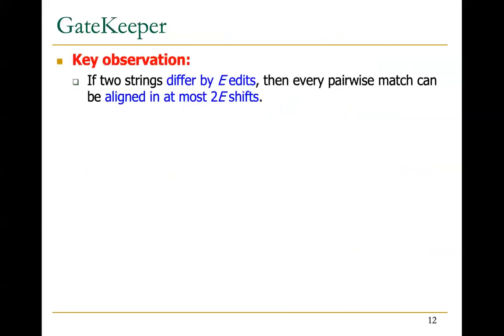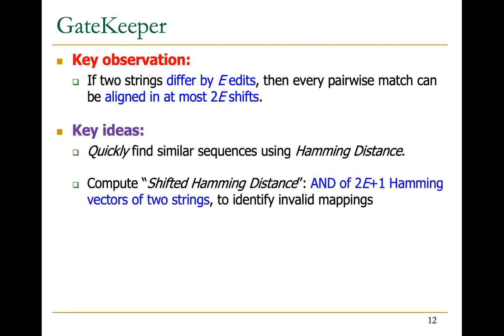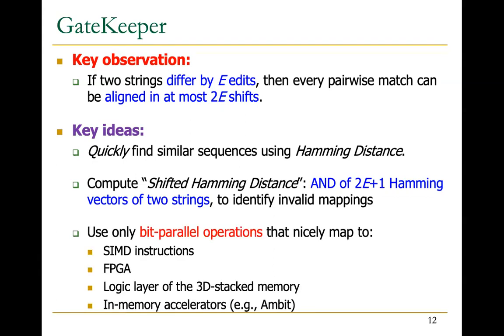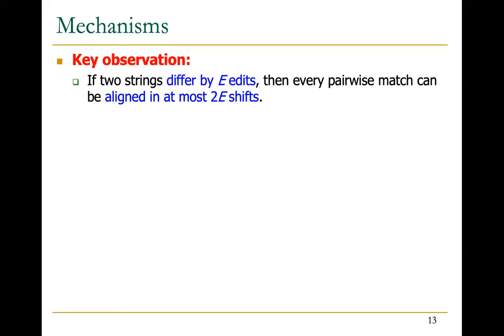Okay, so let's see the algorithm behind GateKeeper. The key observation: if 2 strings differ by E edits, then every pairwise match can be aligned in at most 2E shifts. And they have a nice example so you can see or understand these things in more detail. The key idea, as we said, is applying first Hamming distance, and then only if it is not accepted, then apply shifted Hamming distance. And we use bit-parallel operations over there, such as SIMD, FPGA, 3D-stacked memory, and Ambit.